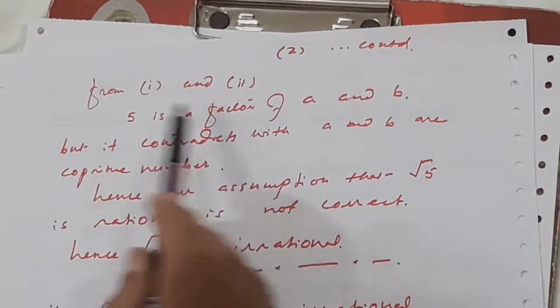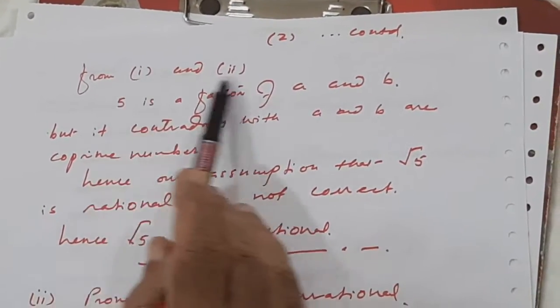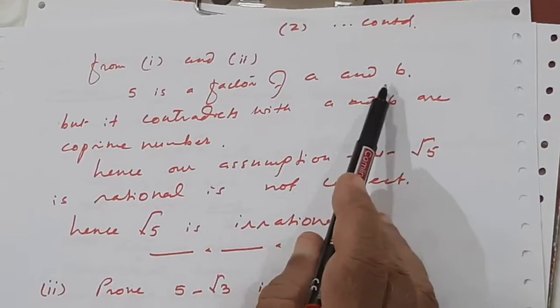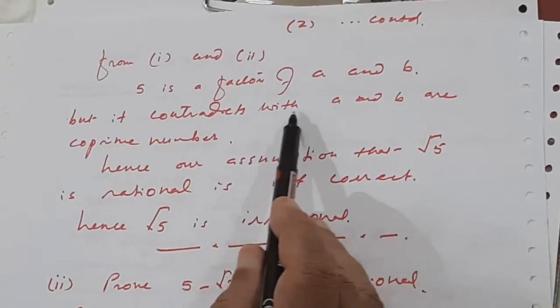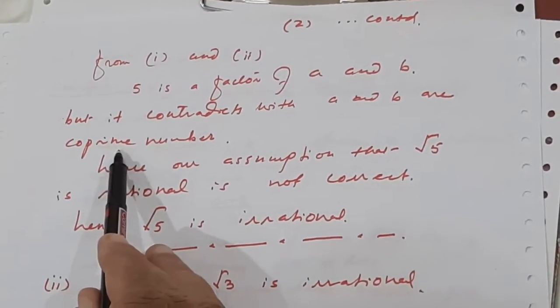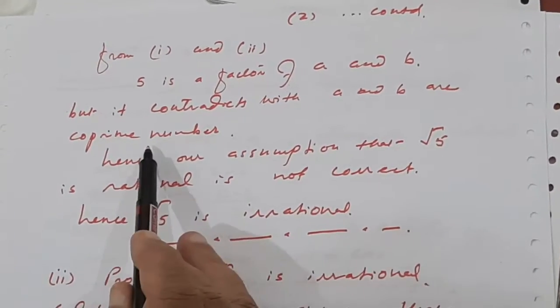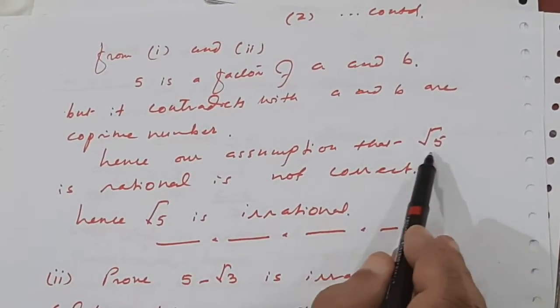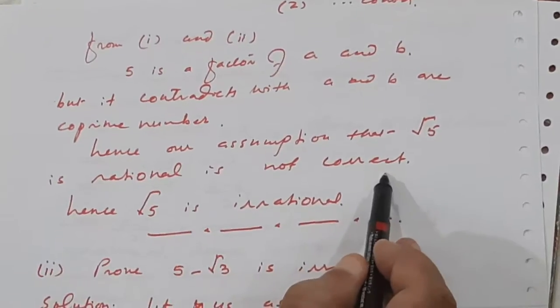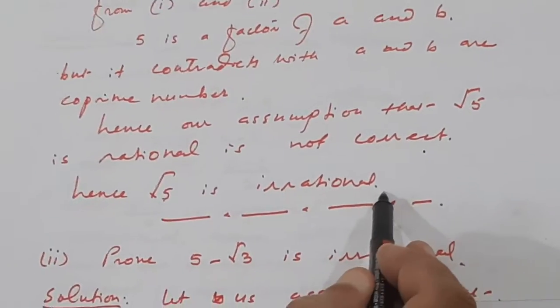Okay, let us see here. From 1 and 2, 5 is a factor of a and b, but it contradicts with a and b co-prime numbers. A and b are co-prime numbers. Hence our assumption that root 5 is rational is not correct. Hence root 5 is irrational.